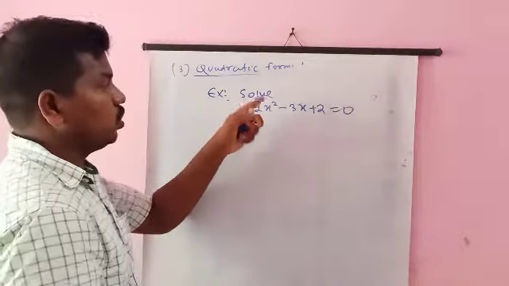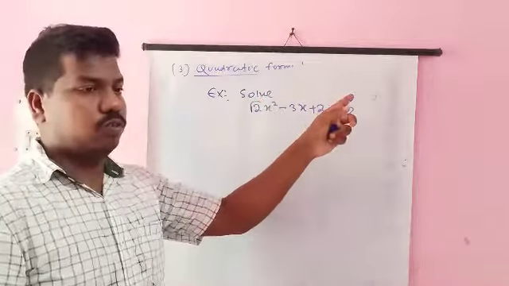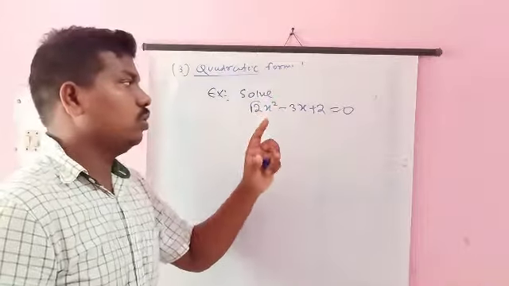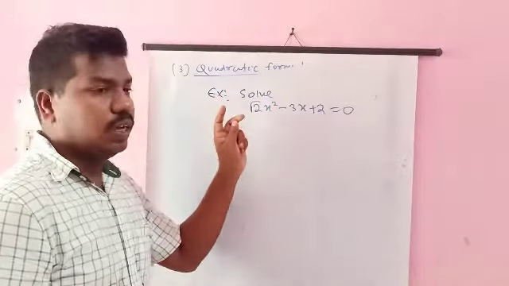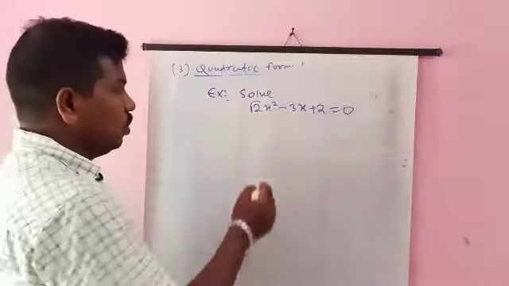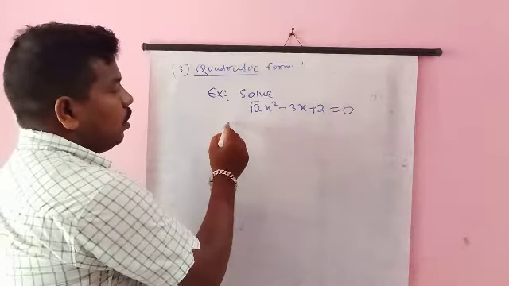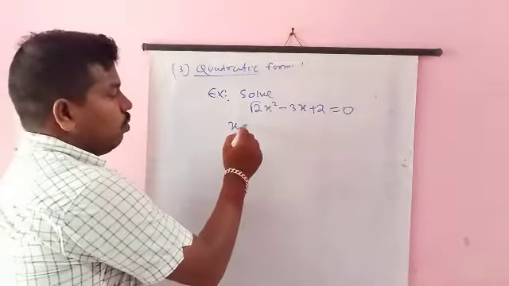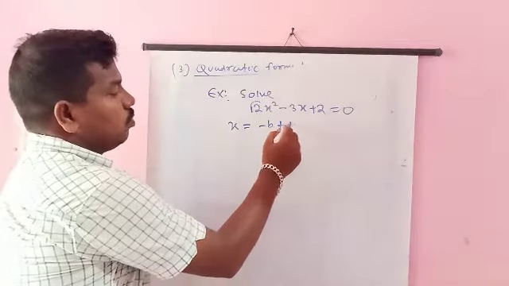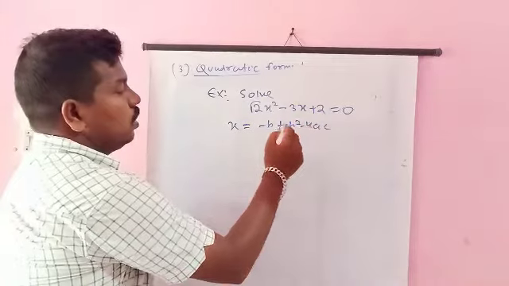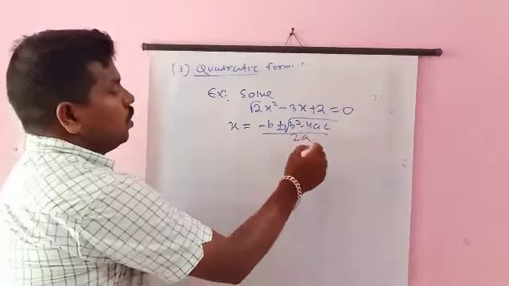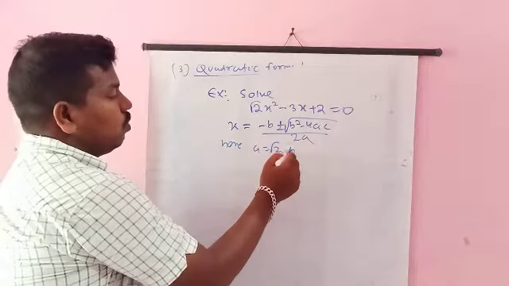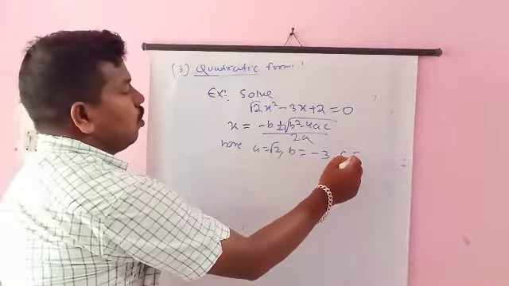If it is only given to solve or find the roots of the quadratic equation, it does not mention any method, so you can use any one of the three methods. Here you use the quadratic formula method, because it is very easy to find the solution. The quadratic formula is x equal to minus b plus minus root over b square minus 4ac, divided by 2a. So here a equal to root 2, b equal to minus 3, c equal to 2.